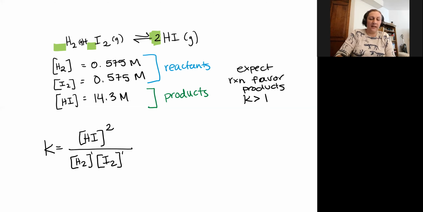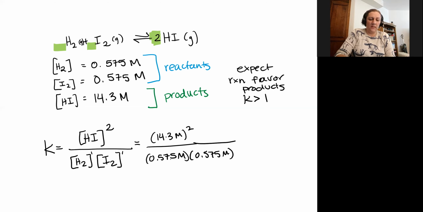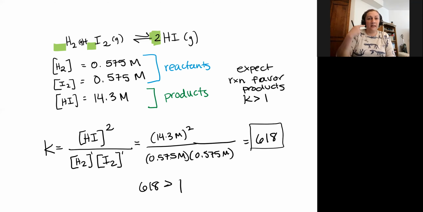So now I'm going to plug in the values that have been given to me. I have 14.3 molar squared divided by 0.575 molar times 0.575 molar. And plugging this into my calculator, I'm going to get a value that's about 618. Now, I don't write units on this because all my units have canceled out. So equilibrium constants are a unitless value. And evaluating it, 618 is definitely larger than 1, and so that meets my expectation that I'll have a large equilibrium constant.